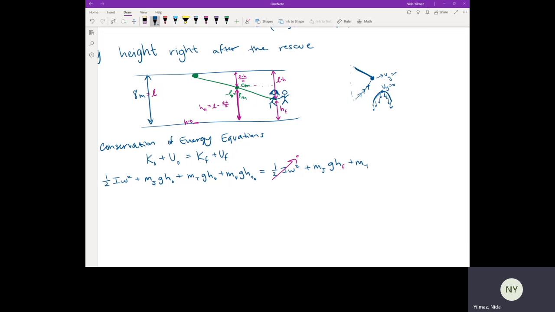Then we have mass of Tarzan times gravity times H final plus the mass of the vine times gravity times the vine's final. Am I forgetting anything? I don't think so, at least. All right, so we have that all down, if I'm not mistaken. Okay, I'm going to stare at this for a second. I think we're good.